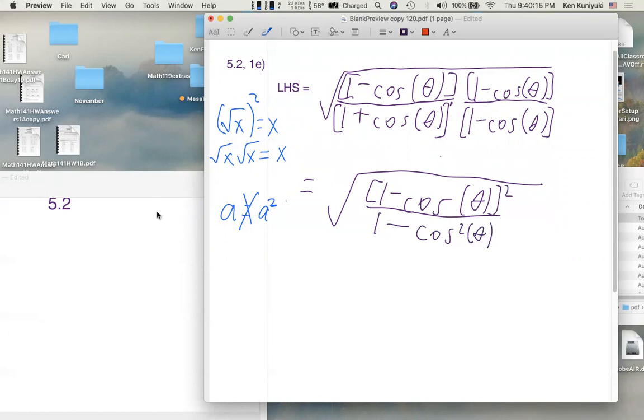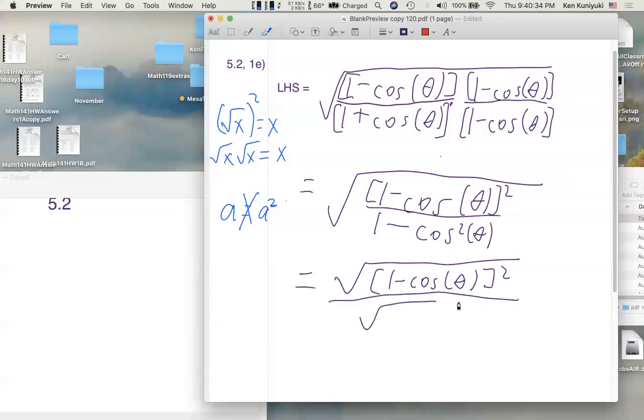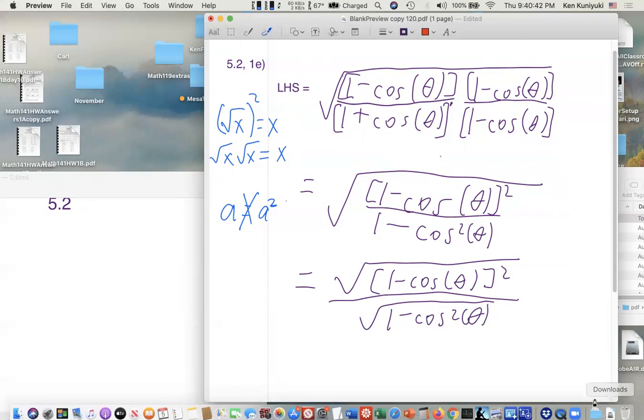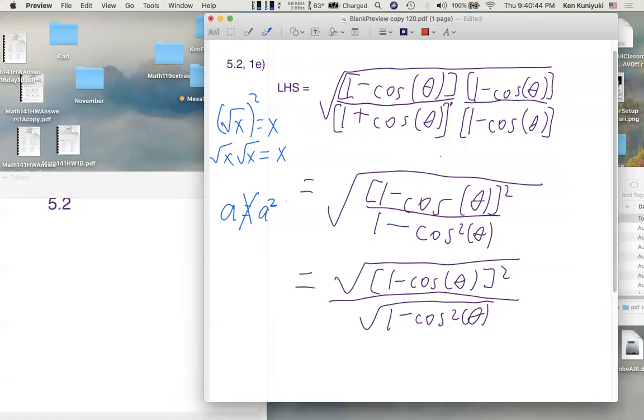Now there are different ways that you can approach this. For example, you can look at it this way. We have the square root of 1 minus cosine of theta, all squared, all over the square root of 1 minus cosine squared of theta. So in breaking up the radical, you can do that, assuming that you're dealing with, let's say, positive pieces. I'm going to go to my next page here.